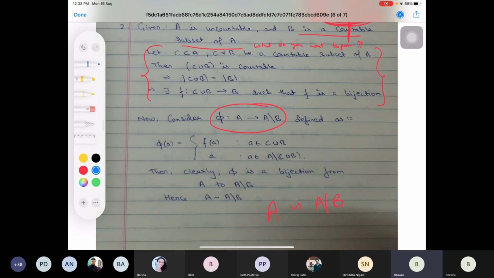Now I'll try to explain to you what he was doing. This is a set A and we are taking its subset A minus B. We need to find a map. Okay, so we need to deal with this B part here.